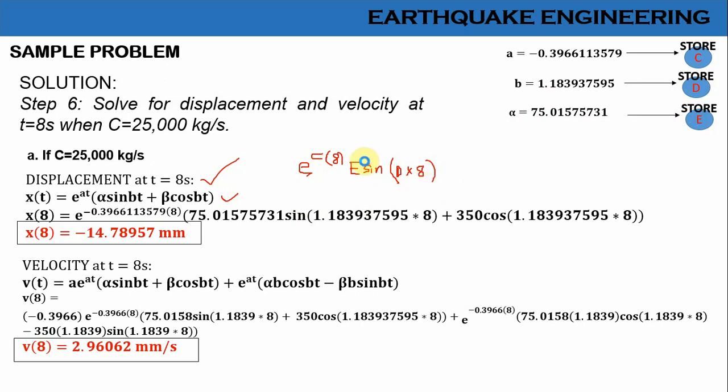Plus beta nga 350 cosine d times 8. Ingon ani ibutang sa imong calculator if ever nag-store ka. Okay? So, yes. Press equal sign, makakuha kag negative 14.78957 millimeters. Pero take note, kani siya dapat is imong calculator naka radian mode. Okay? Naka radian mode dapat imong calculator ani.